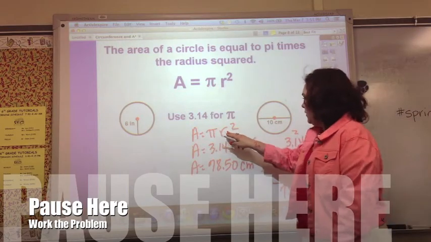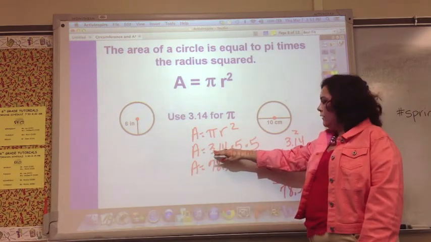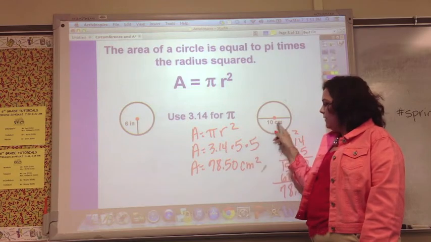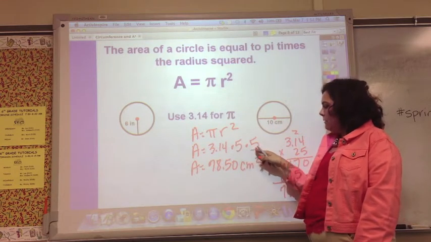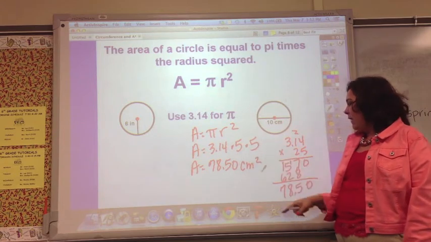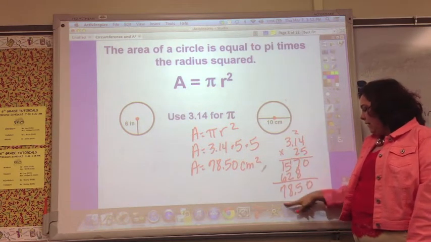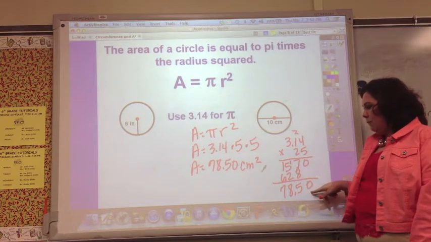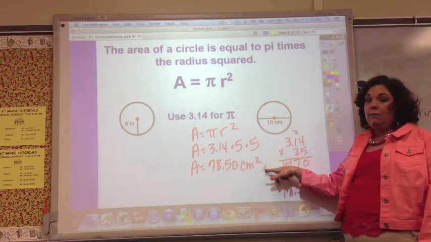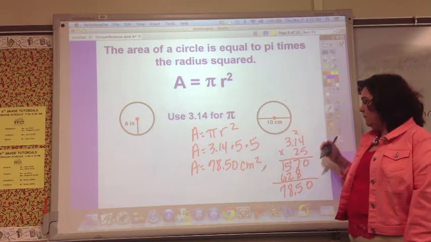Area equals pi times radius squared. So 3.14, to substitute in, 3.14 times 5 times 5. 5 times 5 is 25. I always do this first. So 5 times 5 is 25, and then 3.14 times 25 calculates out to 78.50 centimeters squared. It's centimeters squared because it's unit times unit.